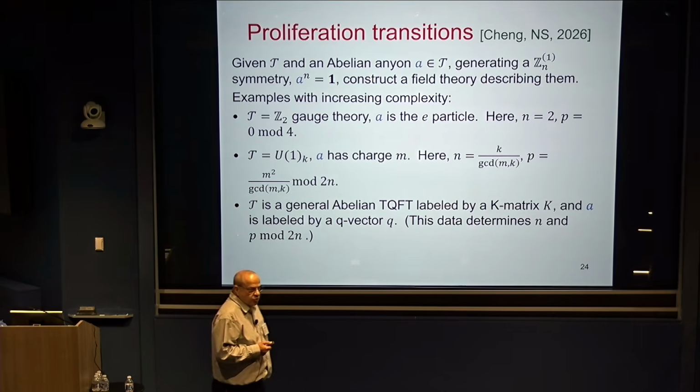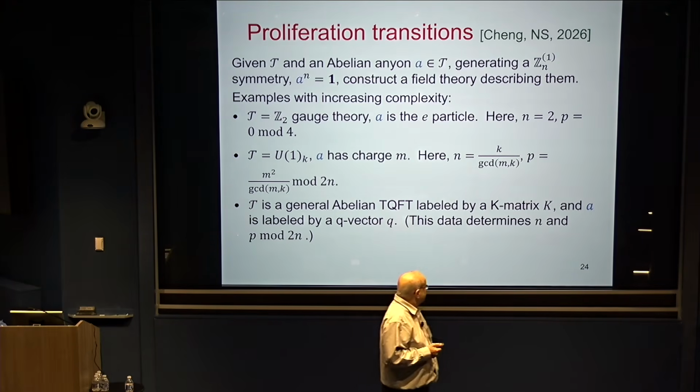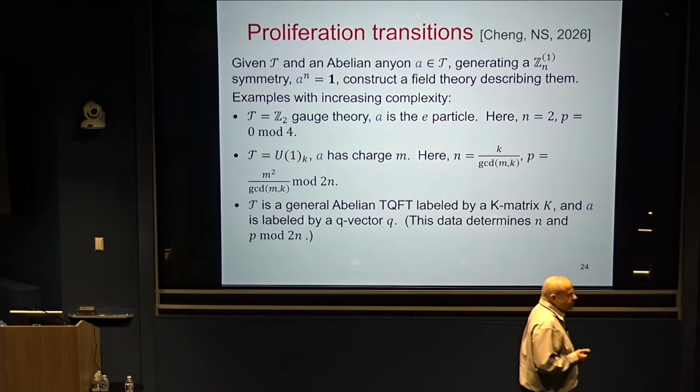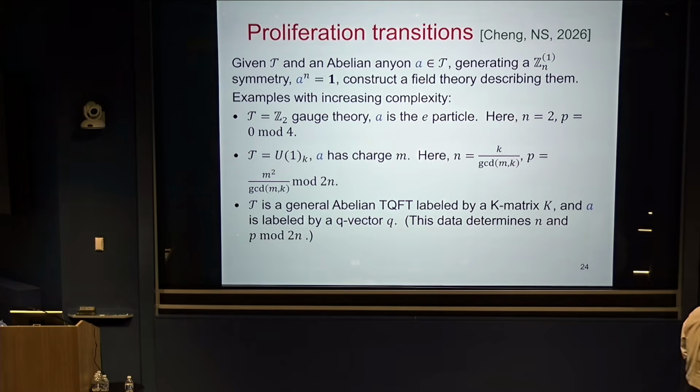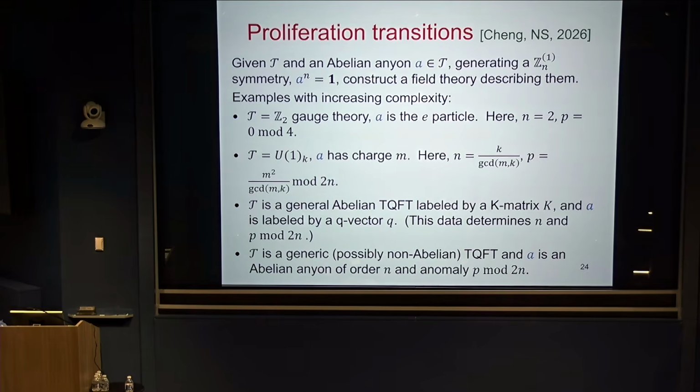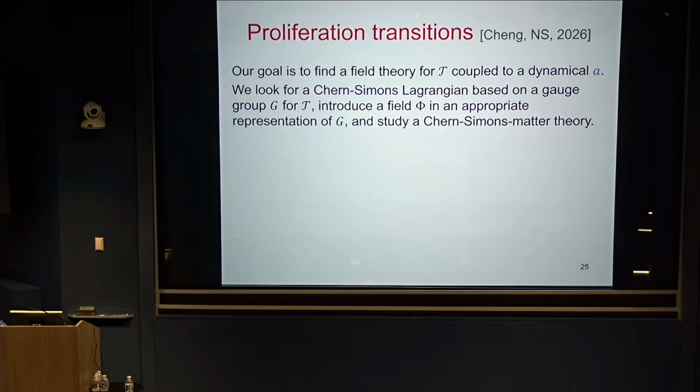We can have a more general TQFT. It's labeled by a K matrix K, and the anyon is labeled by a charge vector Q. That's a more general one. And this data determines n and p. And this is the holy grail, the most general TQFT, possibly non-abelian, with the most general abelian anyon. And then we could probably generalize that to non-invertible symmetries, which I'm not going to do. So our goal is to find a field theory that describes this transition.